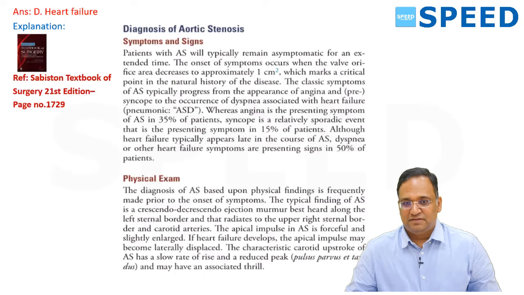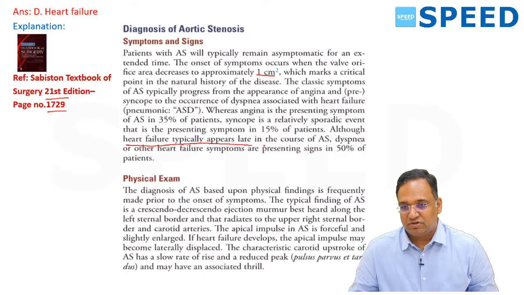Aortic stenosis, Harrison, 21st edition, page number 1729. Patients with AS will typically be asymptomatic for an extended time. The onset of symptoms occurs when the valve orifice decreases to approximately 1 centimeter square. This is a critical stenosis. The classical symptoms of AS are angina, pre-syncope associated with dyspnea, whereas angina is the presenting symptom in almost 35% of patients, and syncope is a relatively sporadic event. Although heart failure typically appears late in the course of AS, dyspnea and other heart failure symptoms precipitate angina in 50% of patients.